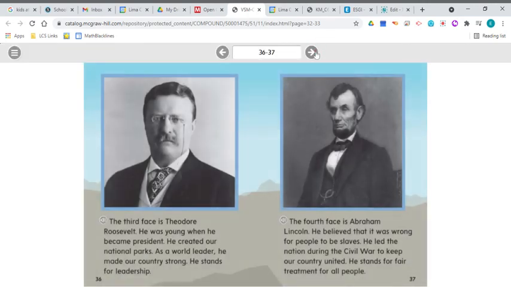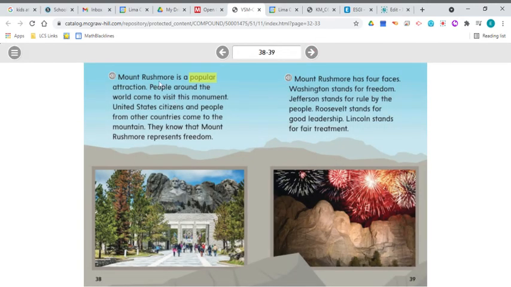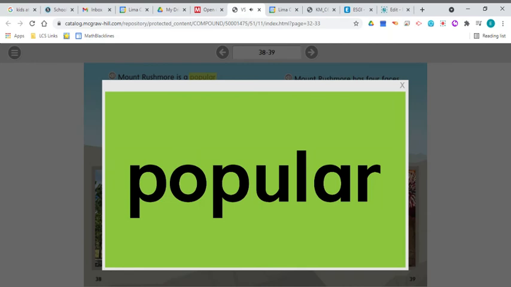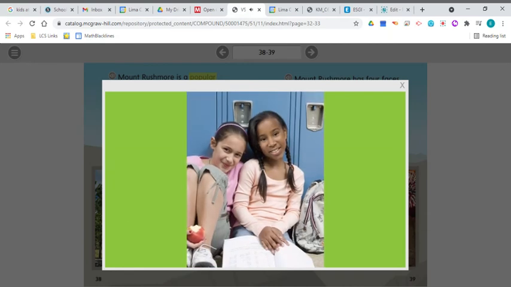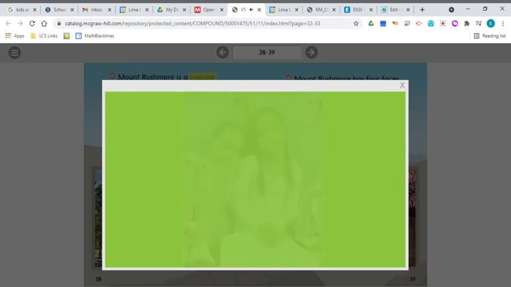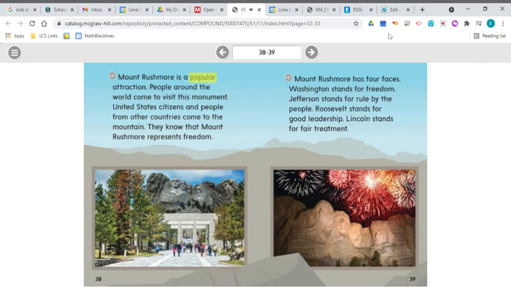One more word. There it is, popular. Mount Rushmore is a popular attraction. Okay, so popular means liked by many people. So when it says Mount Rushmore is a popular attraction, Mount Rushmore is an attraction that is liked by many people. All right, that is all I have for you today. And I really think that reading about our presidents and the national monuments has been very interesting.